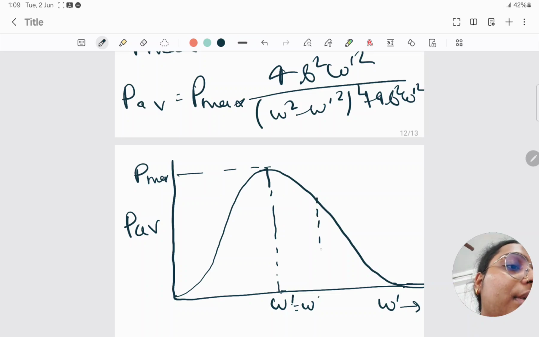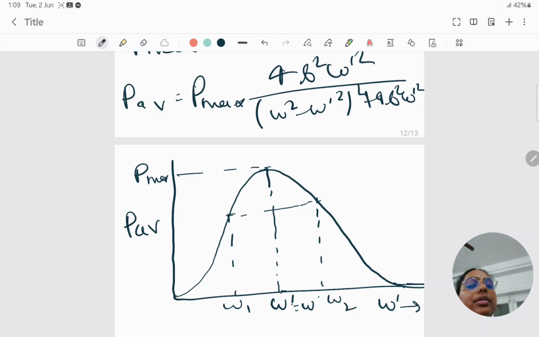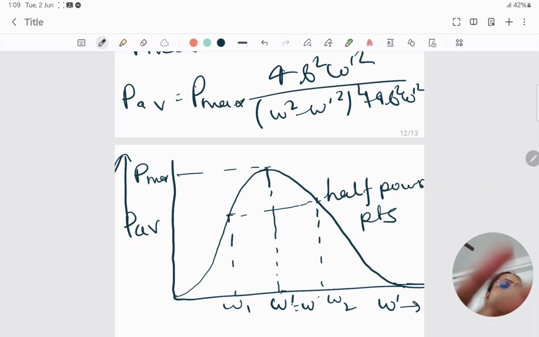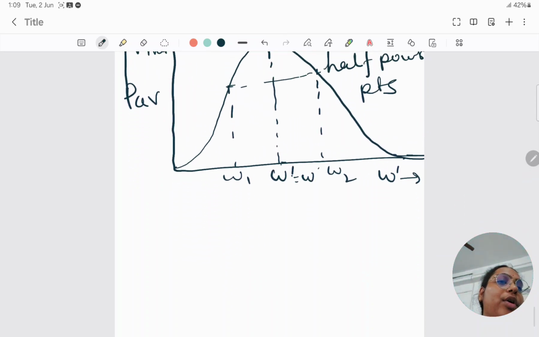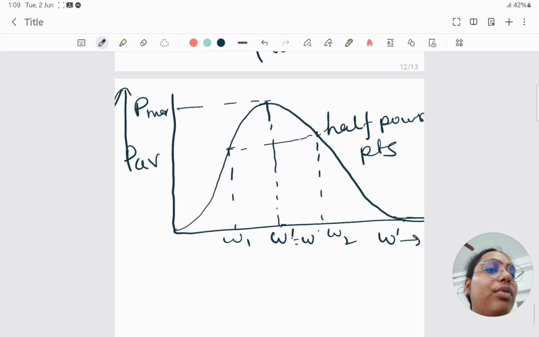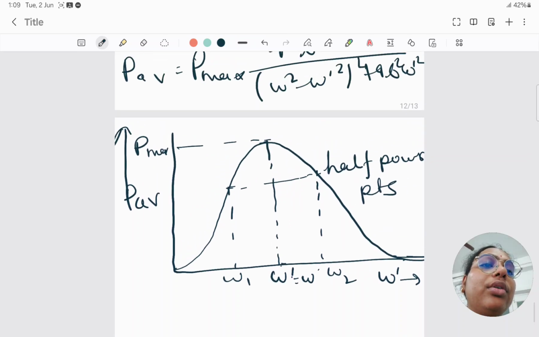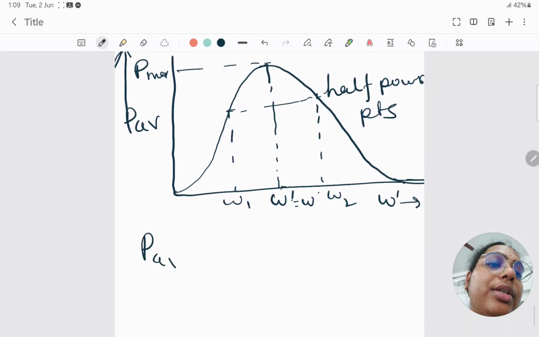And this is the point, the value of omega dash where the average power will be half of the p max. So this will be called the half power point. Okay, half power points. So now let us calculate these half power points, on which values of omega dash we will get them. For that what we will do, we will put p average equal to p max by 2.